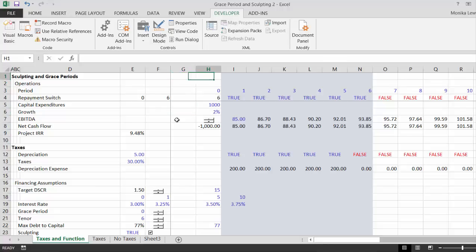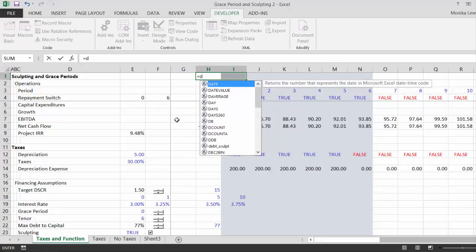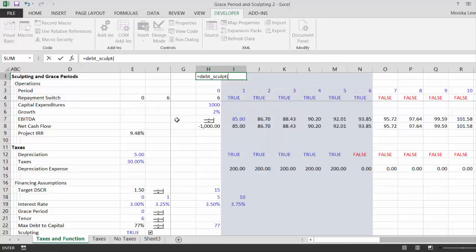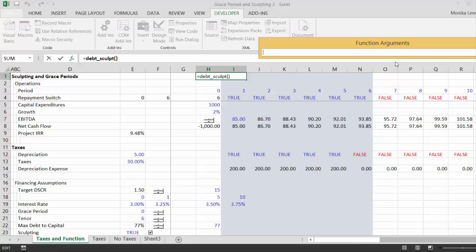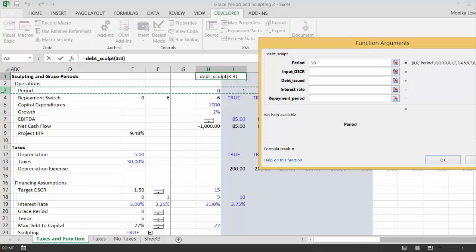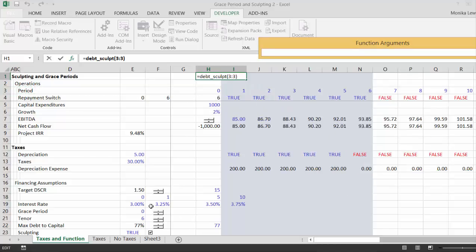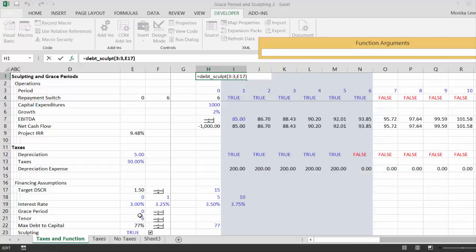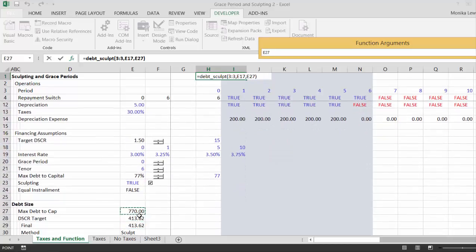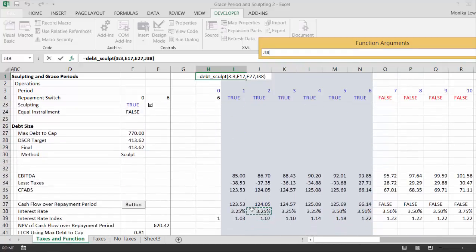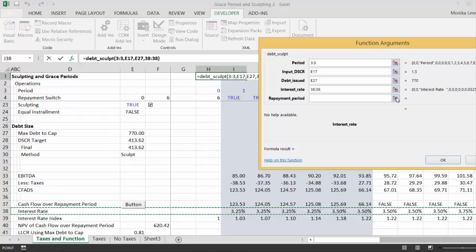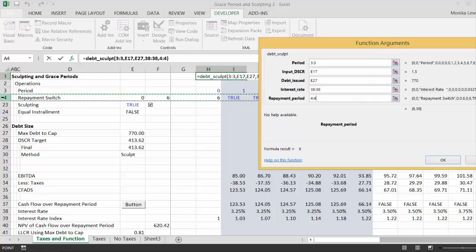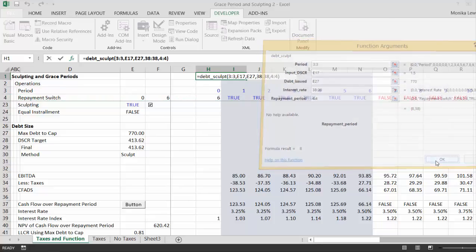Now once we have that, we can define one output as the start and one output as the end. So when I do this, you can put equal debt sculpt, tab, Shift F3, put in the period first. After you put in the period, put the DSCR, which is just a single number, put the debt issued. And I think what I'm going to do is just get this number for the debt issued, put the interest rate in, which is an array because we're going to allow it to shift space, and then put the repayment period in up here. Okay, and then here it gives us 8 and 38. Those are the outputs. You press OK.